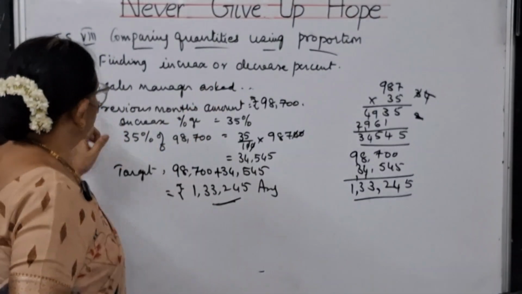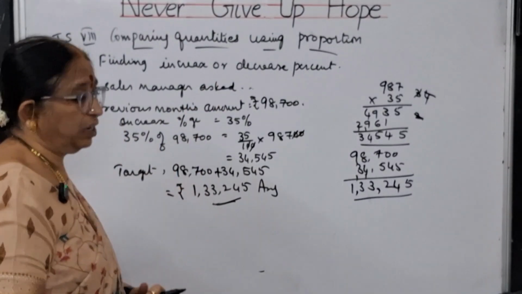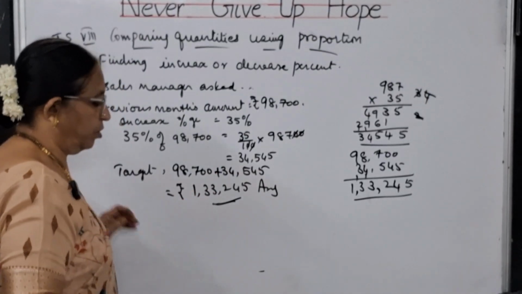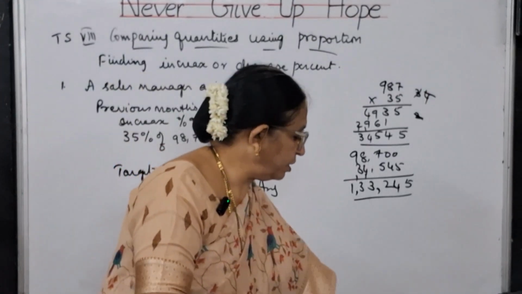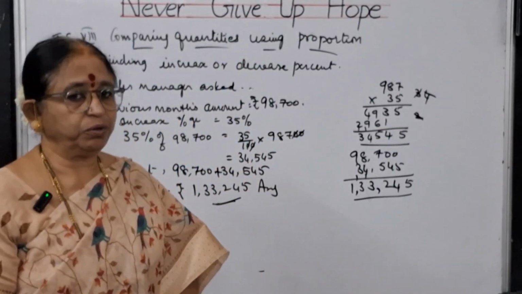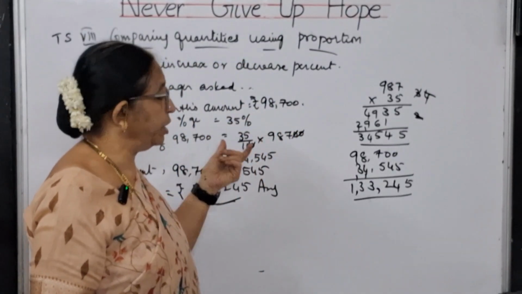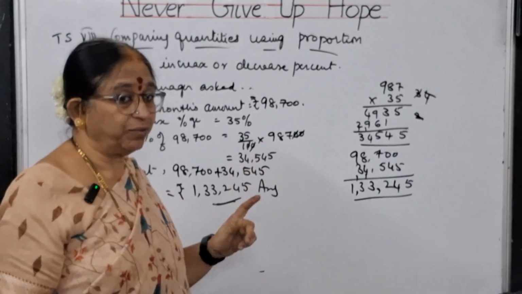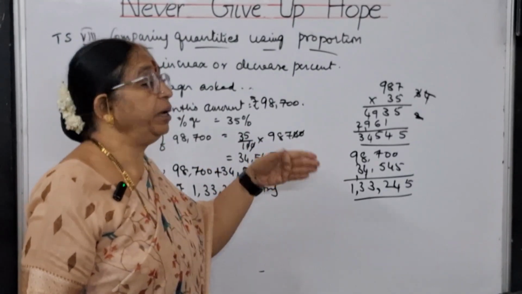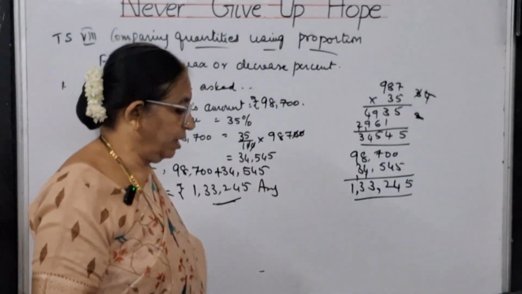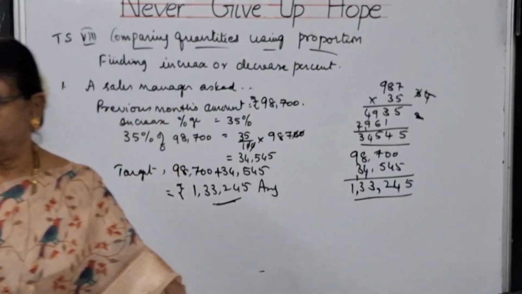Why? He said 35% increase. Because it is an increase, you have to add it. I hope I am clear, children. Percentage of increase means you have to do like this. You have to take the original value and multiply it by the percentage given, and that should be added, because they said increase, so you have to add this. Please copy this.